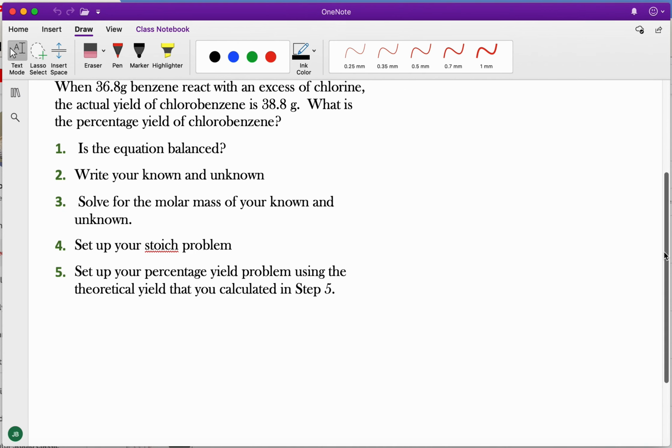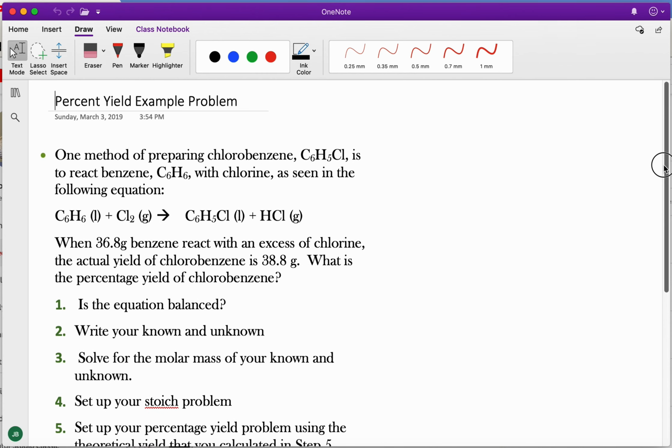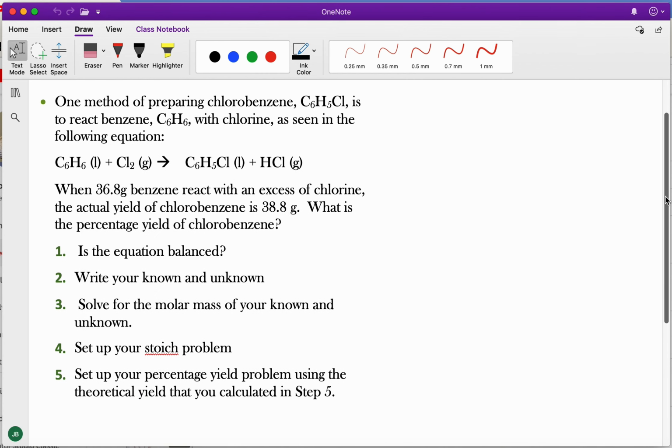All right, let's look at this example problem. The question says that one method of preparing chlorobenzene, which is C6H5Cl, is to react benzene, C6H6, with chlorine as seen in the following equation. When 36.8 grams of benzene react with an excess of chlorine, the actual yield of chlorobenzene is 38.8 grams. What is the percentage yield of chlorobenzene?